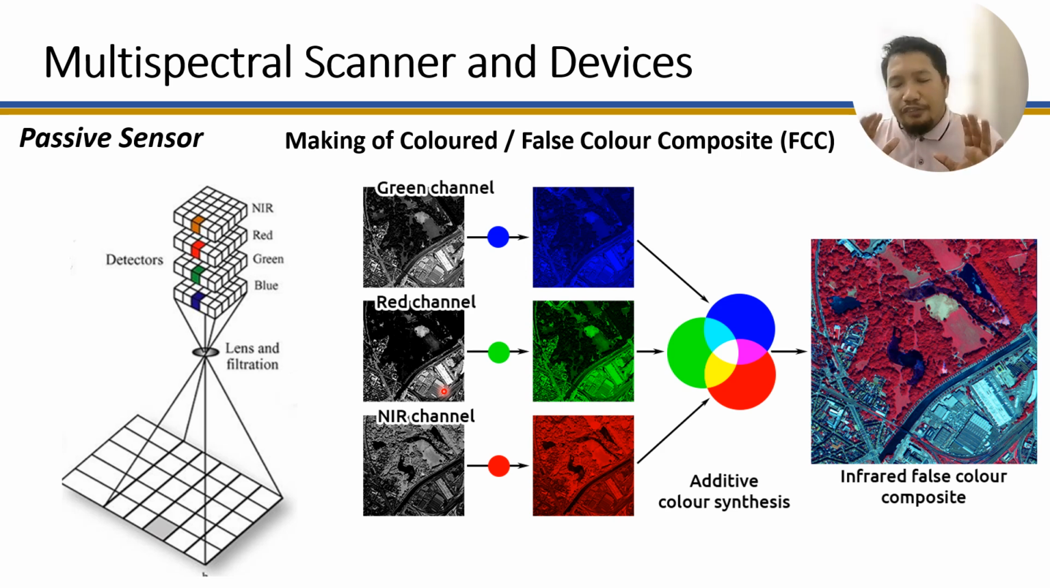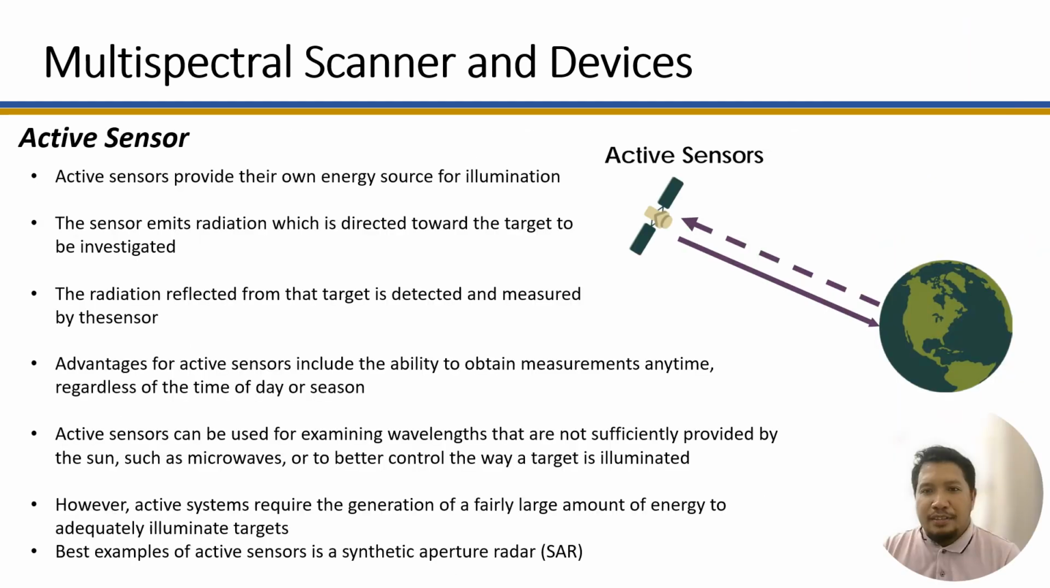In short, infrared false color composites provide a wealth of information about the earth's surface that we wouldn't be able to capture or detect in regular natural color images. So this makes them a powerful tool for scientists and researchers alike to study further.